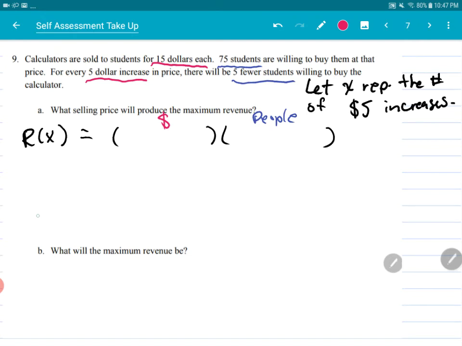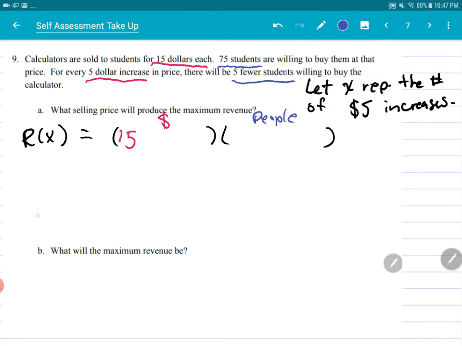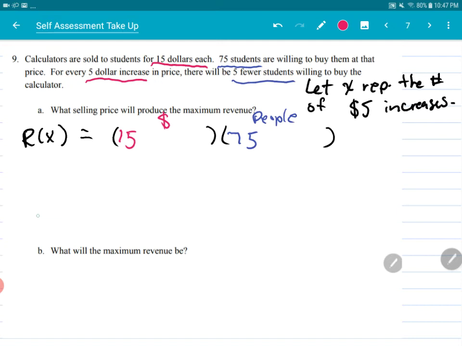Calculators are sold to students for $15 each. That's our original price. It's going to go in the beginning of the bracket. For people, there are 75 students willing to buy them at the original price, so 75 is going to go at the beginning of that bracket. Then for every $5 increase in price, the price is increasing, so we're going to have a plus sign, $5 per every increase. X is our number of increases, $5 per increase, perfect. In terms of people, there are 5 fewer students, it's less, so we're going to subtract 5 per increase, subtract 5x. Awesome.